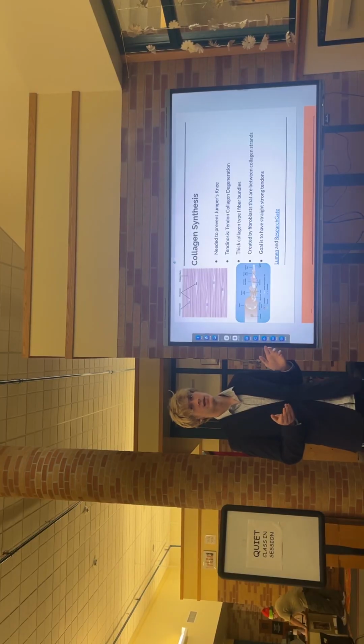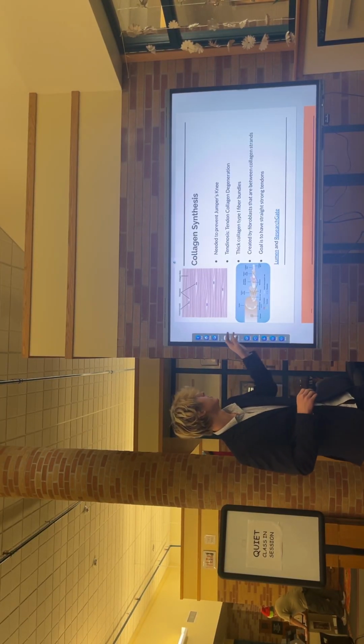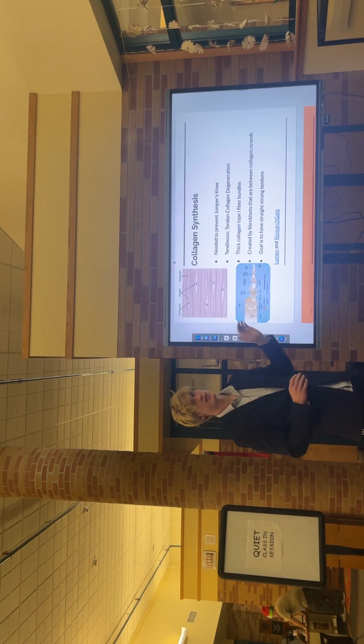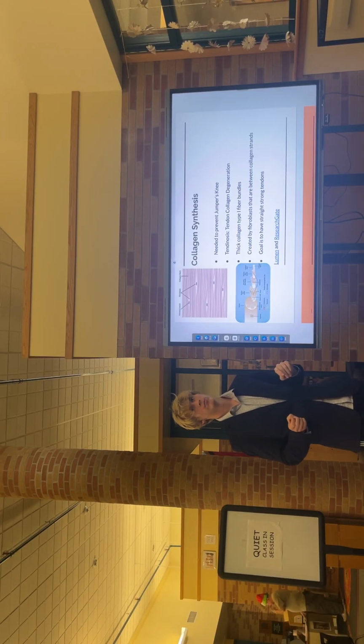I couldn't find a good diagram for an unhealthy tendon, but what it looks like is that all these collagen fibers are all over the place. They're not straight. They're not going to efficiently process energy.